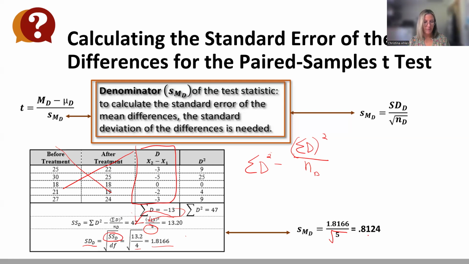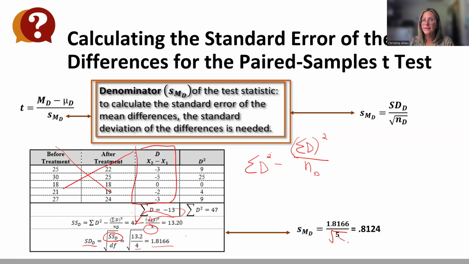1.8166 divided by the square root of 5. Yep, the right number's there. I think in this it just lost that square root. There should be a square root around that 5. And we get 0.8124. This is probably where I see students make the biggest mistake.